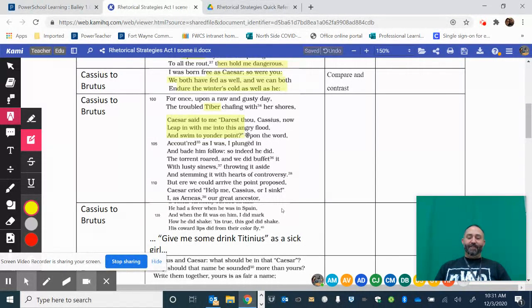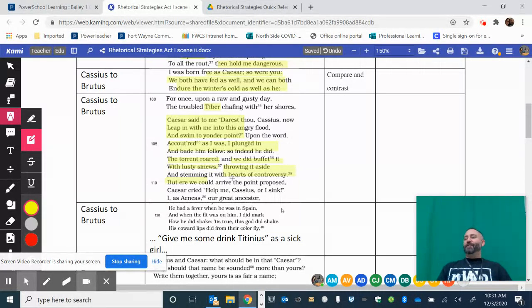And then Cassius says, "Upon the word, accoutred as I was," so he was fully dressed. "Dressed as I was, I plunged in and bade him follow. So indeed he did. The torrent roared, and we did buffet it," which means fought against it, "with lusty sinews," which is a fancy way of saying our muscles and tendons. So we were struggling against the flood, throwing it aside and stemming it "with hearts of controversy." In other words, our heart rates got up because we were tired. "But before we could arrive at the point proposed, Caesar cried, 'Help me, Cassius, or I sink.'" And then I saved him. That's pretty much what happened.